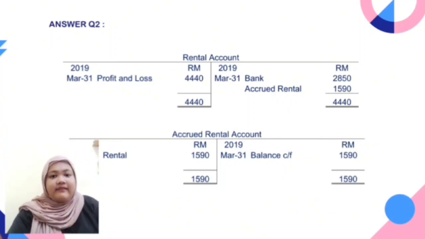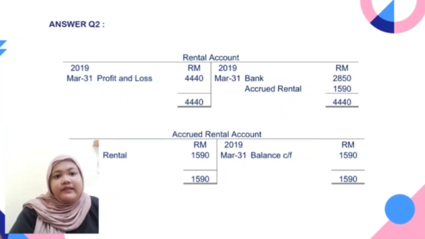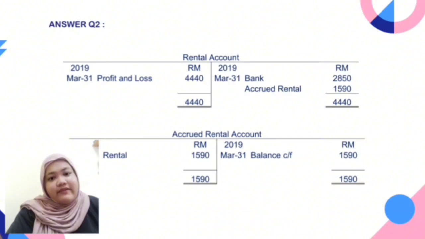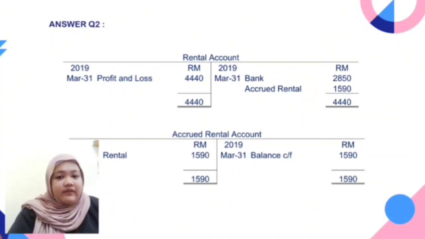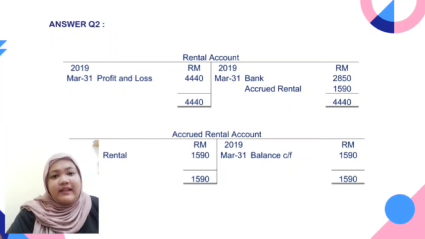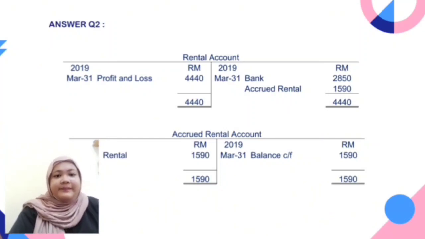Next, we open the rental account and the bank amount is 2,850. We take it from our trial balance. But for this one, we have to credit accrued rental 1,590, because accrued rental means we have to add to our revenue account. So when our revenue increases, it will be on the credit side. That's why we credit the accrued rental. So we balance it off. The balancing figure of 4,440, we push it to the profit or loss statement.